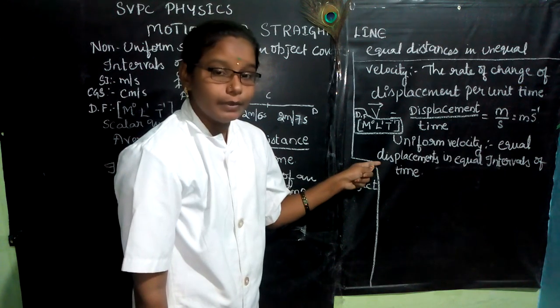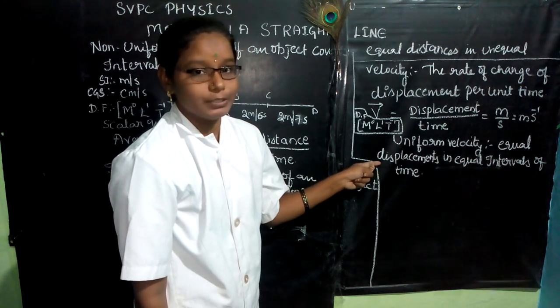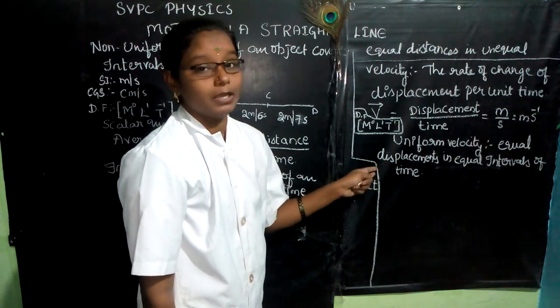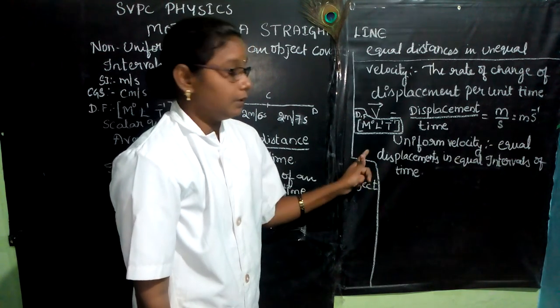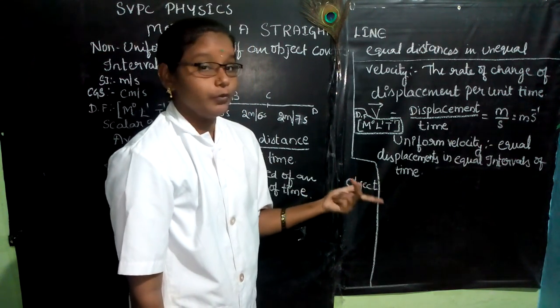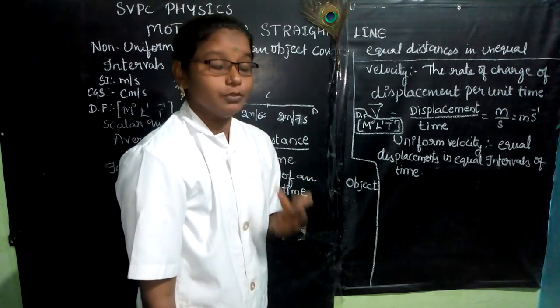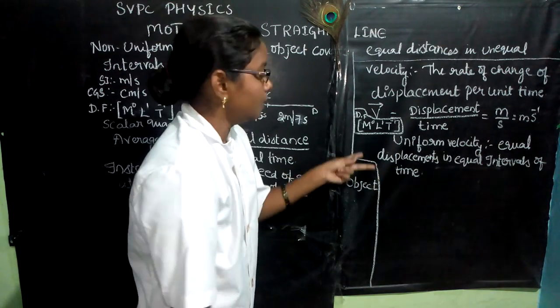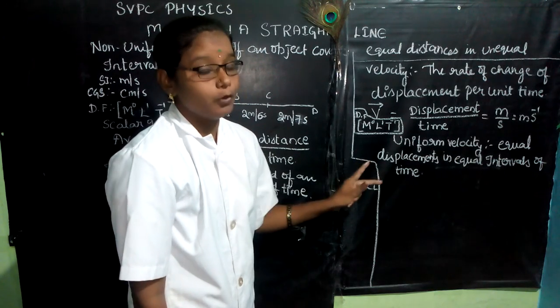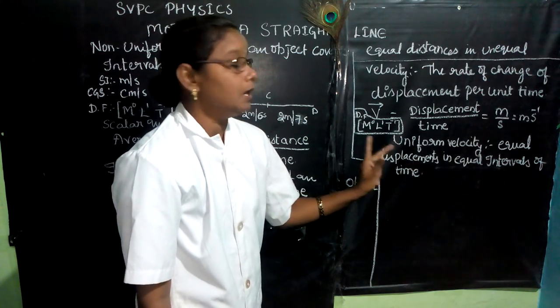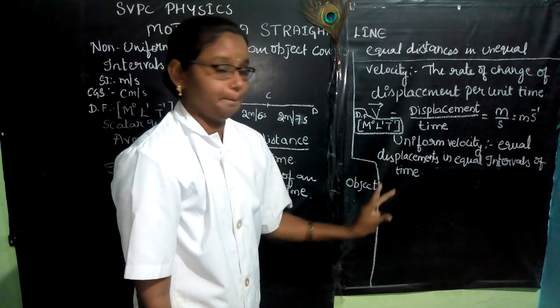It is a vector quantity. It has both magnitude and direction. And if a body is moving with uniform velocity, then acceleration will be 0. We will discuss what acceleration is. So uniform velocity means a body covers equal displacements in equal intervals of time.